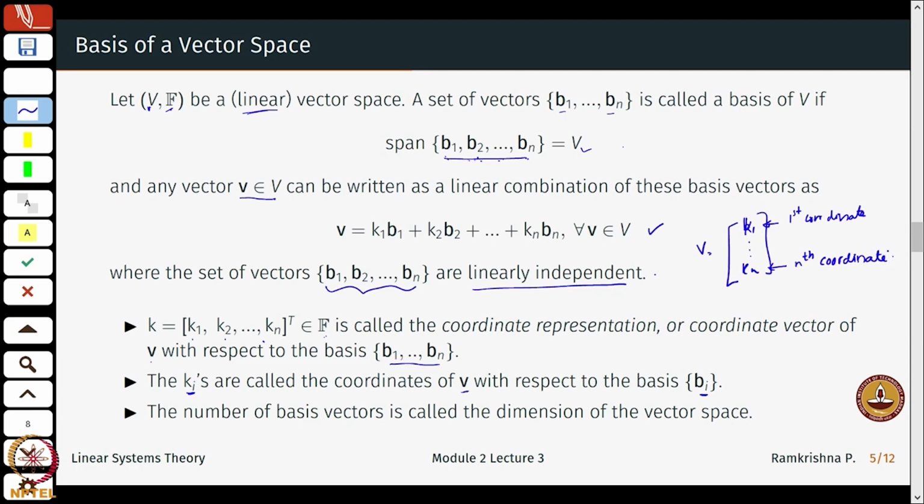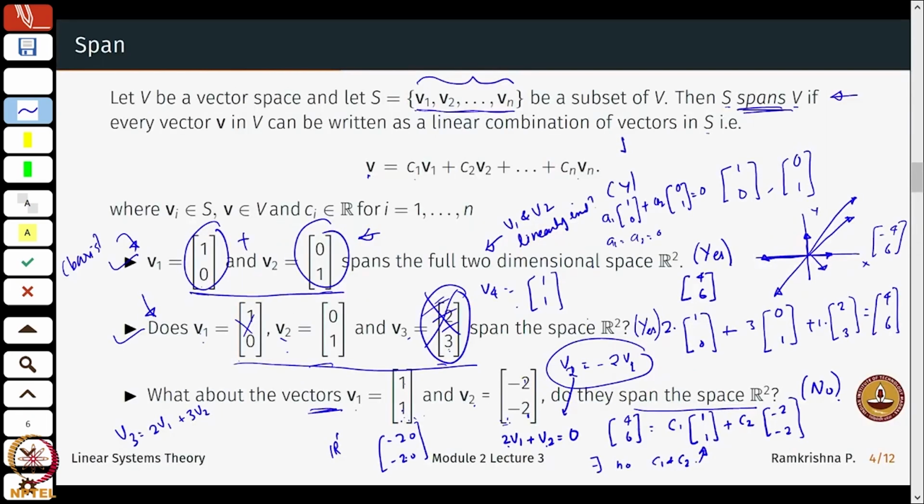So the number of the basis vectors b1 till bn is called the dimension of the vector space. We go back to these examples here. I have two vectors v1 and v2. These are enough to define R2, and therefore the dimension here is just 2. Similarly, even though there are 3 vectors here, I just take the minimum number of linearly independent vectors and the dimension is still 2. Whereas here, it is not true.